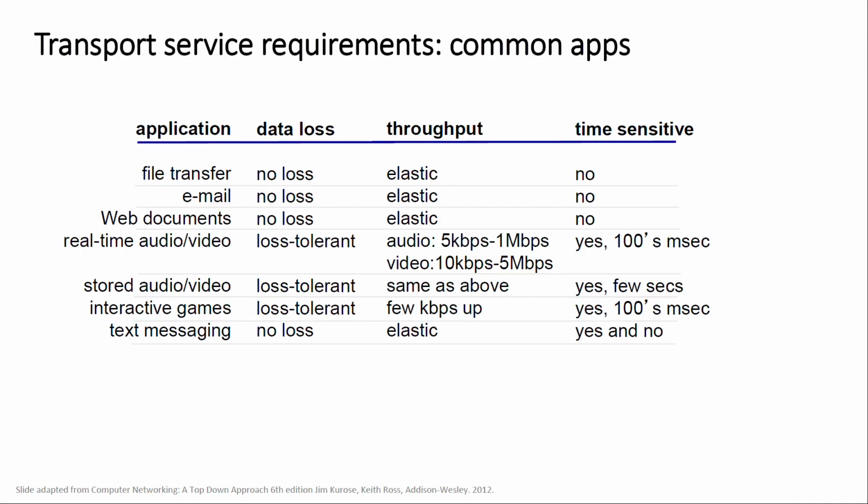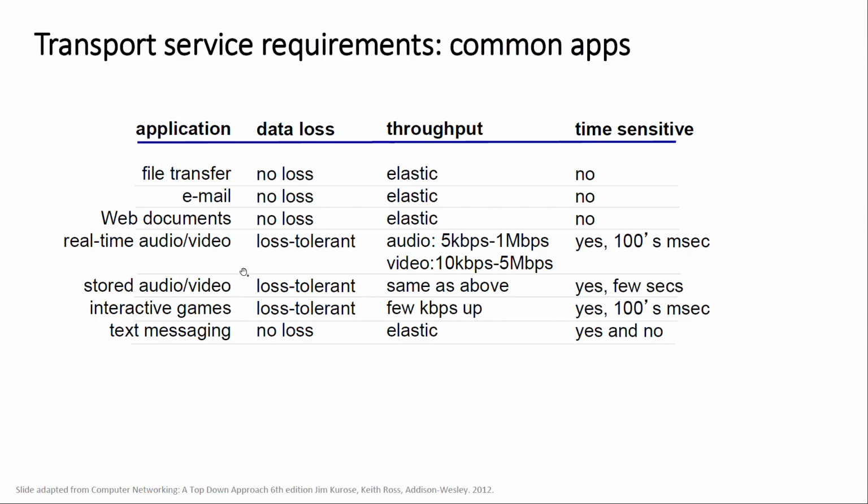So let's look at some common applications and their characteristics. File transfer cannot tolerate data loss. The throughput is elastic and it is not time sensitive. Email is the same. You need reliable data transfer here. And for web documents, again, you require 100% reliable communication. You cannot tolerate any data loss.